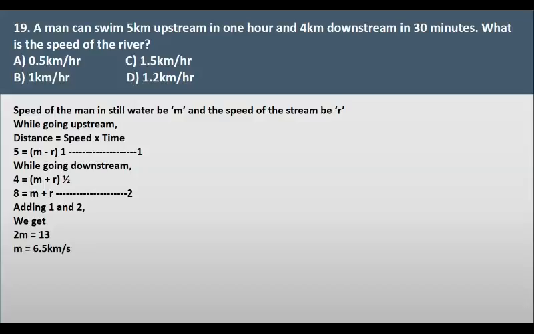Now we need to calculate the value of r. To calculate the value of r, let us substitute this value in equation 2. Substituting it, we get r to be equal to 1.5 kilometers per hour. Now let us go back to the options and check which option matches with our answer. We see that option C is also equal to 1.5 kilometers per hour. Hence, the correct answer is option C.